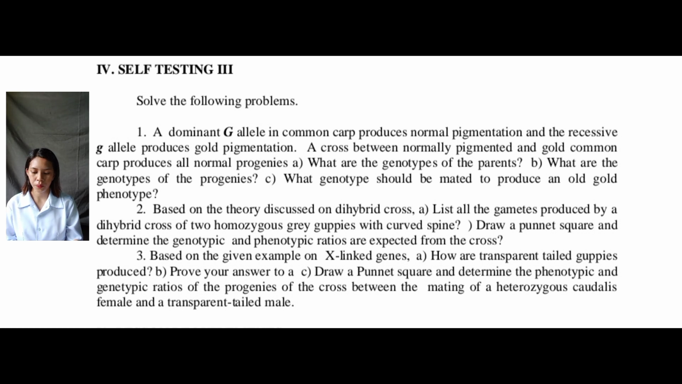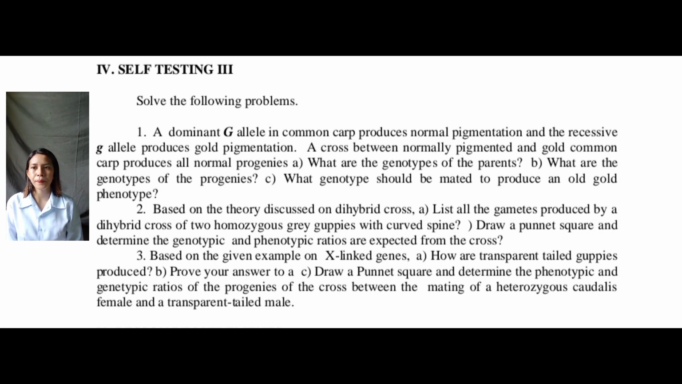Genotype ratio: 16 GG and CU, 16/0. Phenotypic ratio: 16 gray guppies with curved spines, that is 16.